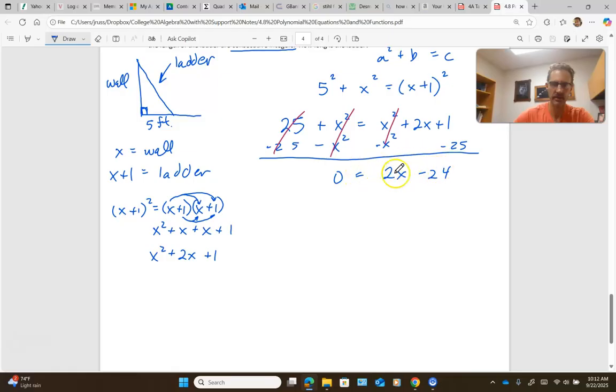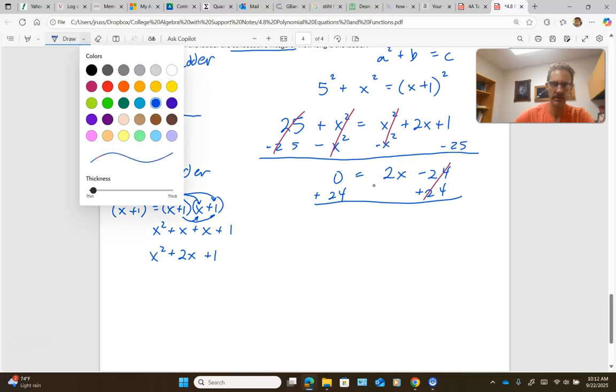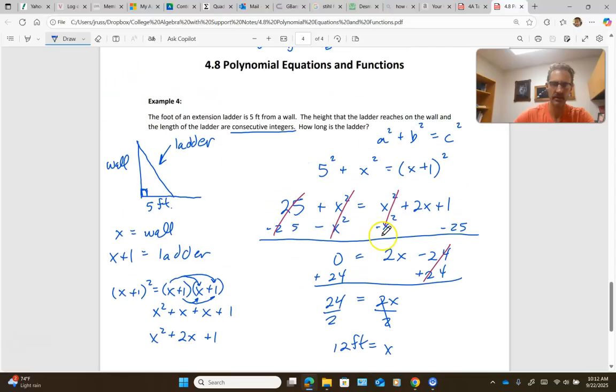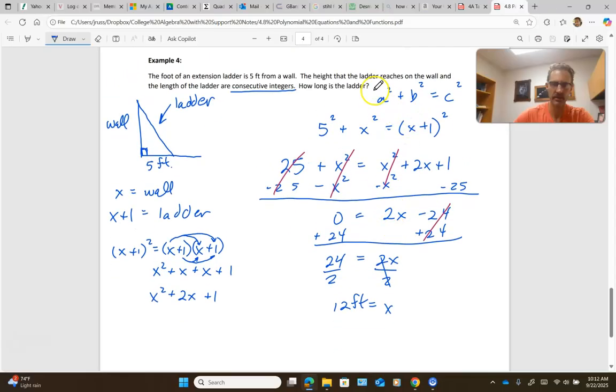Well, we can solve this one easily enough. We'll add 24 to both sides. So we'll end up with 24 on the left-hand side is equal to 2x. And then we'll divide both sides by 2. And we'll arrive at x is equal to 12. And this is going to be feet. 12 feet.